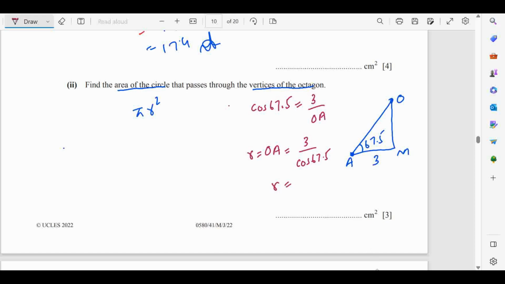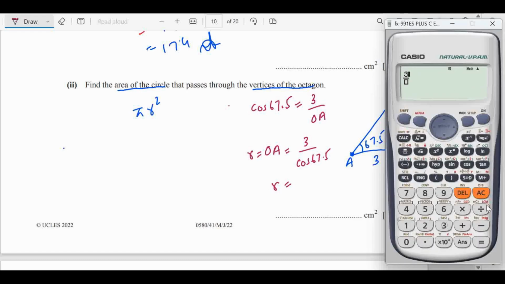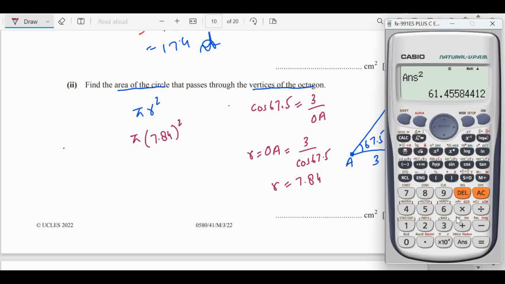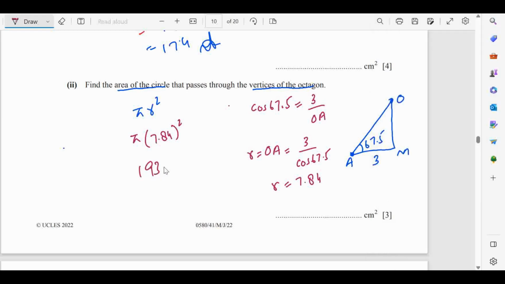So radius will be equal to 3 divided by cos of 67.5. So this will be equal to 7.84. So we can use it over here. Pi r square. So 7.84 whole square into pi. So take the square and then multiply it with pi. So this will be 193.069. So 193 will be the final answer.